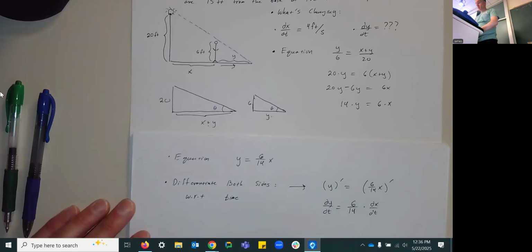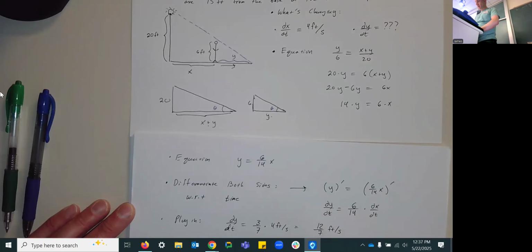So here, after we plug in, dy/dt is what we're trying to find. So dy/dt is equal to, I'm going to reduce that fraction to 3 over 7 and multiply it by my 4 feet per second. So I end up getting 3 times 4 is 12 over 7 feet per second. And that's how fast the length of the shadow is increasing.